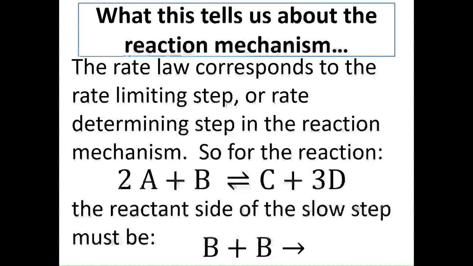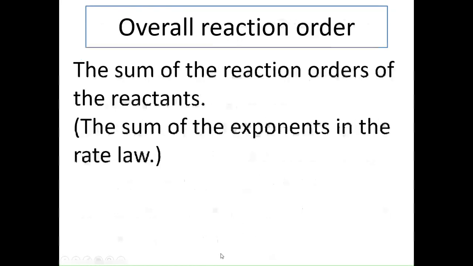All this method of initial rates did for us was help us figure out what the reactants are on the slow step in the mechanism for this reaction. Notice that that 2B doesn't correspond with the overall balanced equation. There was 2A plus 1B in the overall balanced equation, but that didn't help us figure out anything about the reaction mechanism for this reaction. Okay, so the left side of the slow step in this reaction is B plus B, or 2B.